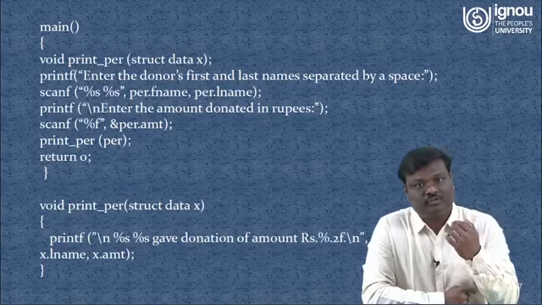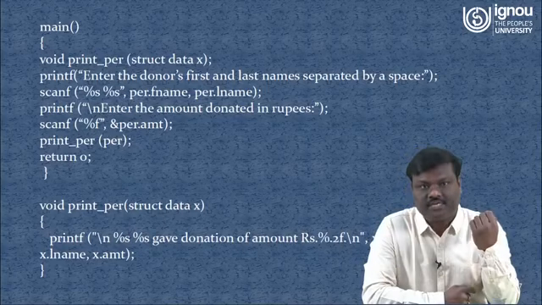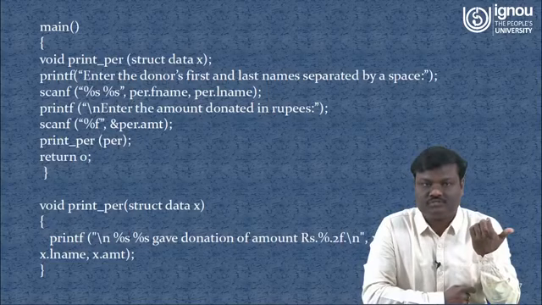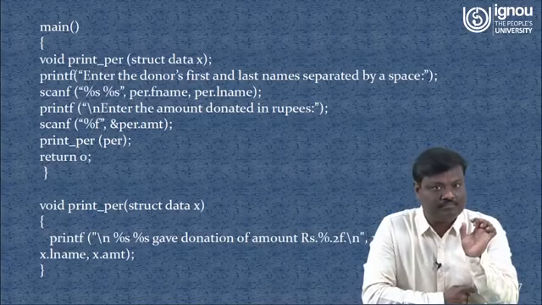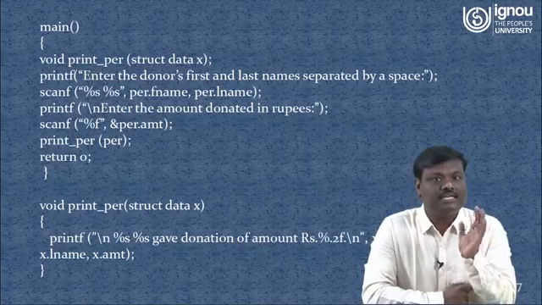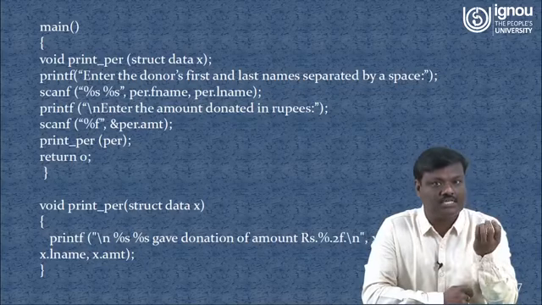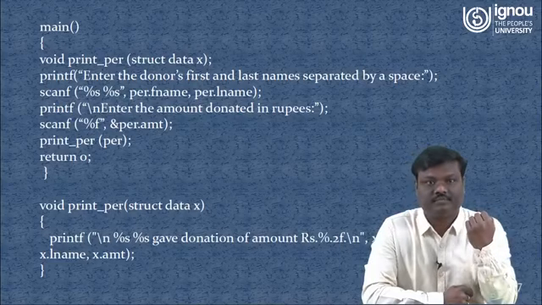Whenever we want to use functions, we have to declare them at the top. That is what we have done over here. So void means it is returning nothing, so we used void, print underscore per is the function name, and the argument that it will receive is the structure, not a simple int or float or something else. It is directly receiving the complete structure.